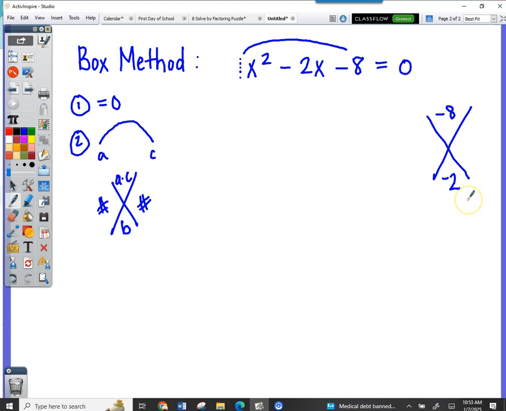Now it's a number game. Remember, we're working with what multiplies to give me negative 8, but adds to give me negative 2. So here we go. Multiples of 8. Well, you got 1 and 8, or 2 and 4, and that's it, right? Which pair of numbers can give me 2? 2 and 4. So let's place them. We got 2 and 4.